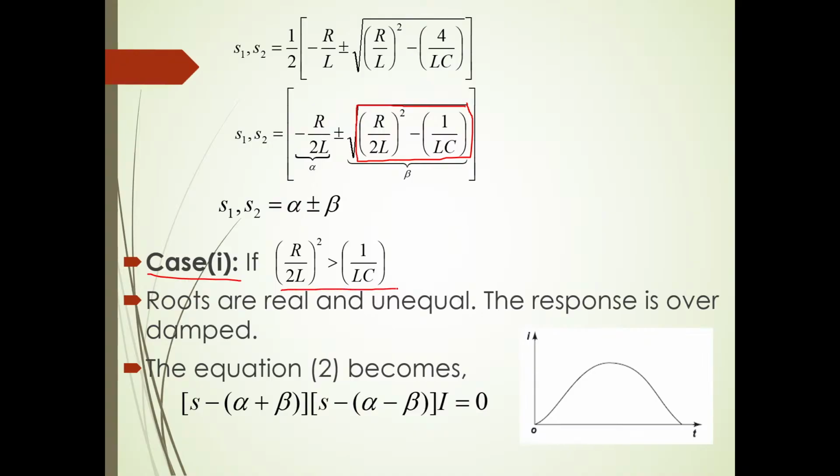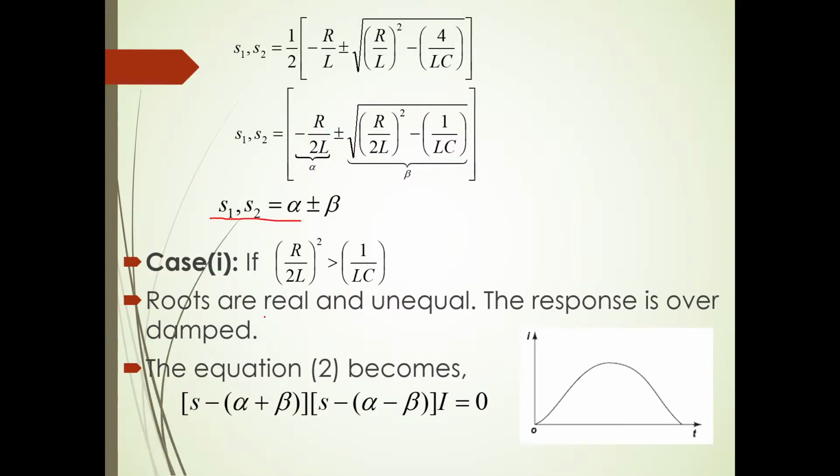They are not numerical values, isn't it? Theoretically we have written R, L and C, but we don't know the numerical values. If we had the numerical values, we could easily tell which term is greater, which is lesser, or whether both terms are equal. Here we don't know, so we are just assuming that R by 2L whole square is greater than 1 by LC.